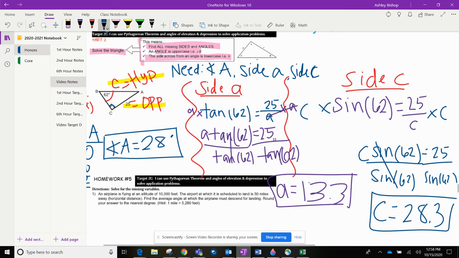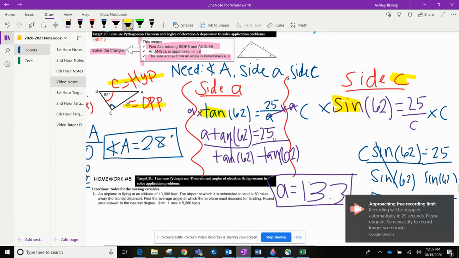So I did the same exact thing, though it's not exactly the same. In side A, I used tangent because I had my opposite and my adjacent. When I'm solving for side C, I'm using sine because I had my opposite and my hypotenuse.